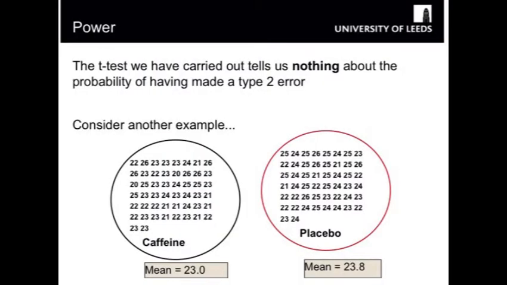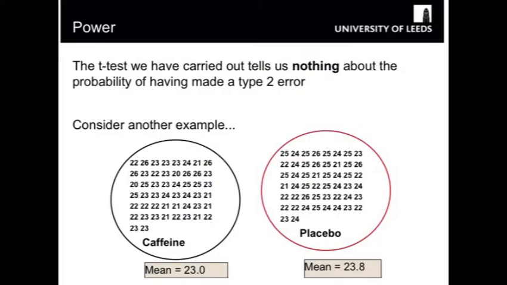Here is another example. This time we've got again two circles, one containing caffeine data and one containing placebo data, but this time we've got 50 cases per circle. So we've got 100 people in our experiment. We've got a great deal more data. You'll also see I've calculated the means again, and the means are much closer. The mean of the caffeine group is 23, and the mean of the placebo group is 23.8.